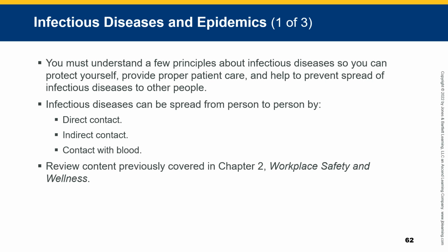Now let's talk about infectious diseases and epidemics. You must understand a few principles about infectious diseases so you can help protect yourself, provide proper patient care, and help to prevent the spread of infectious diseases to other people. Infectious diseases can be spread from person to person by direct contact or indirect contact or contact with blood or body fluids. You need to review content that is previously covered in Chapter 2, which is Workplace Safety and Wellness.